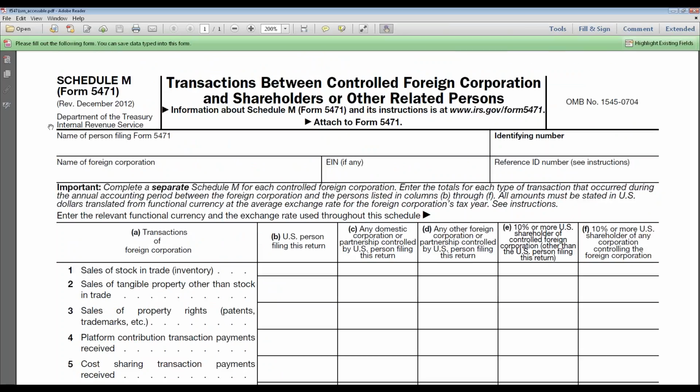Name person filing the form. That's the person who owns more than half the value or half the voting rights. Foreign corporation, as I stated, try to always have an EIN number, really important. Reference ID, that's more your internal items.